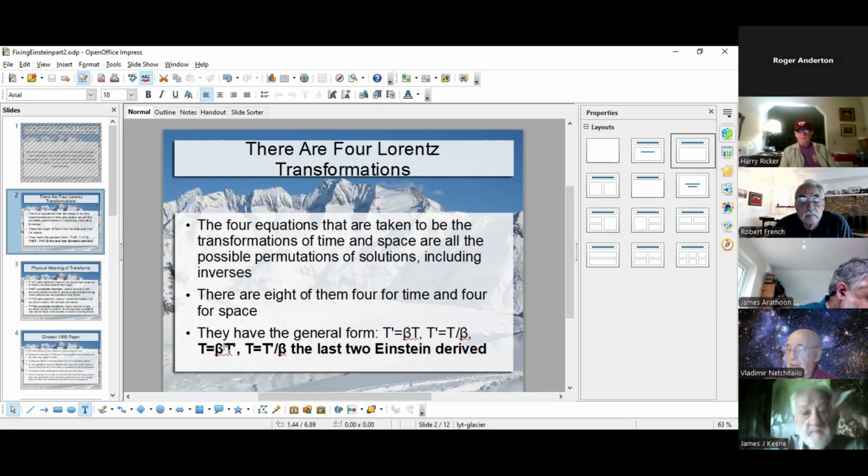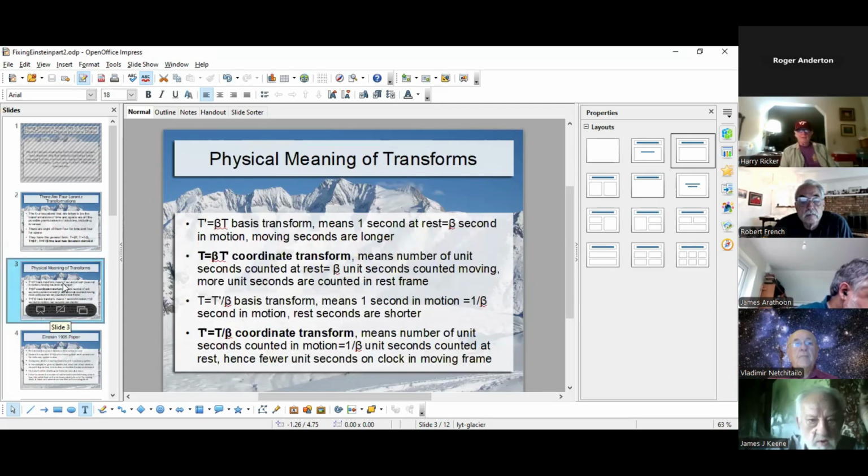And there are transformations from the rest frame to the moving frame, but Einstein does it strangely, and that'll be one of the things that we'll talk about. This is a review of what I talked about in the previous talk, where T prime equals beta T is a basis transform, meaning 1 second at rest is converted into beta seconds in motion, and these are scale factor changes. So we're talking about the time scale.